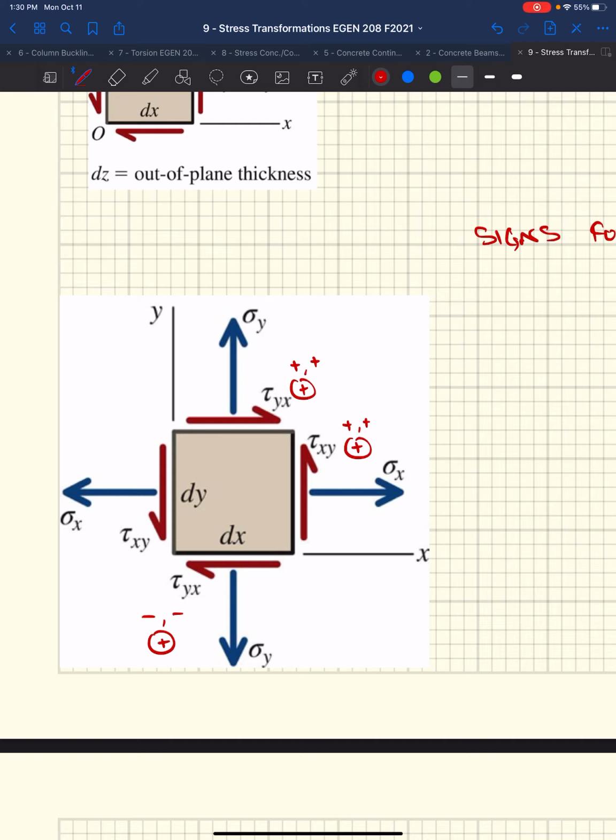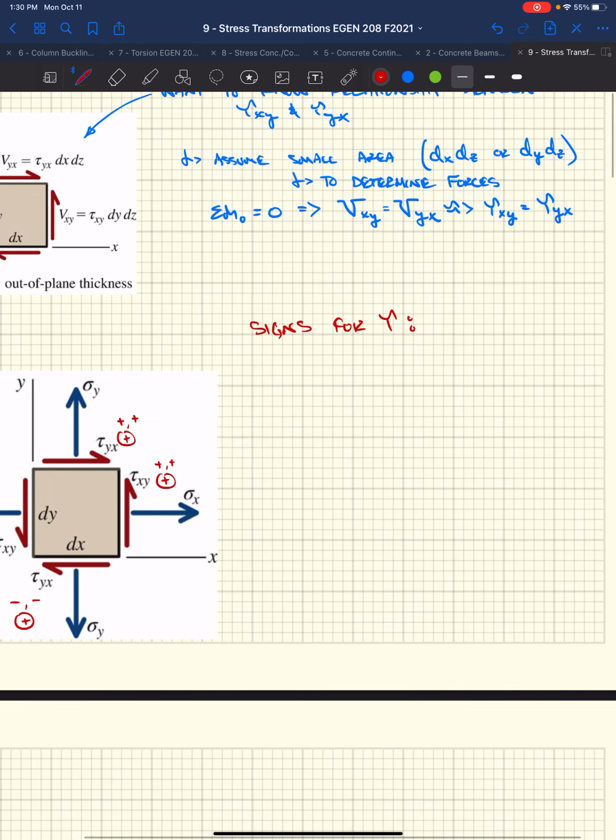And then same goes for the last one, right? It's on the negative x face, acting in the negative y direction. Two negatives make a positive. So we got negative, negative, positive. So you essentially have a stress block that's undergoing positive shear stress, right? It's positives on all sides.